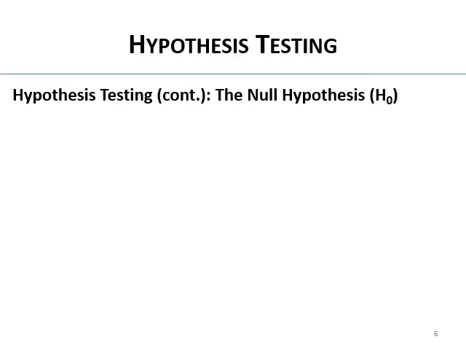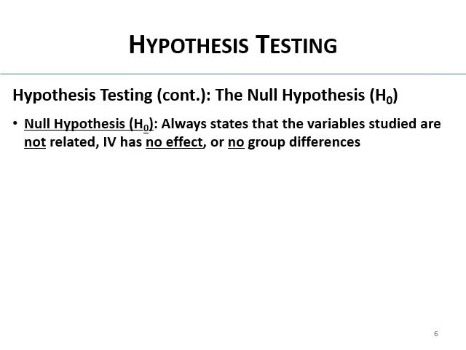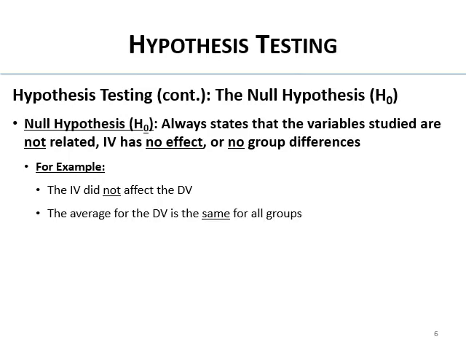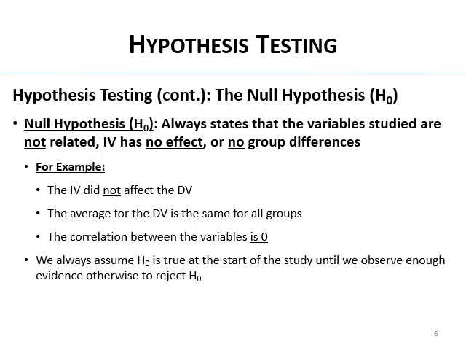So let's talk about the null hypothesis a little bit more. The null hypothesis, again, always states that the variables being studied are not related, or that the IV has no effect, or that there's no differences between the groups, depending on what kind of study you're doing. So for example, you could say the IV did not affect the DV. That would be a null. The average for the DV is the same for both groups or all groups. That would be a null. The correlation between the variables is zero. You've already used that one.